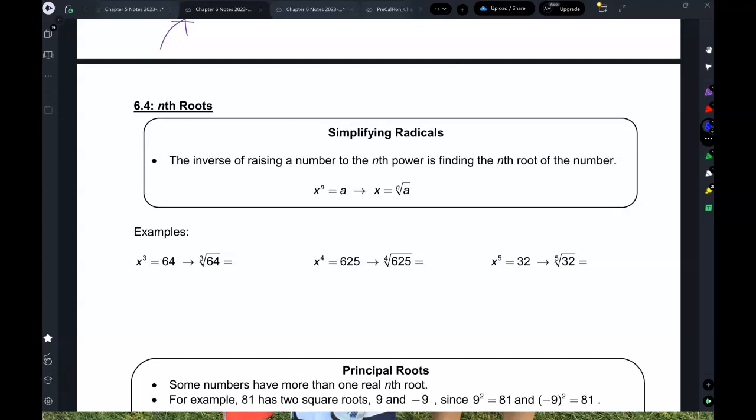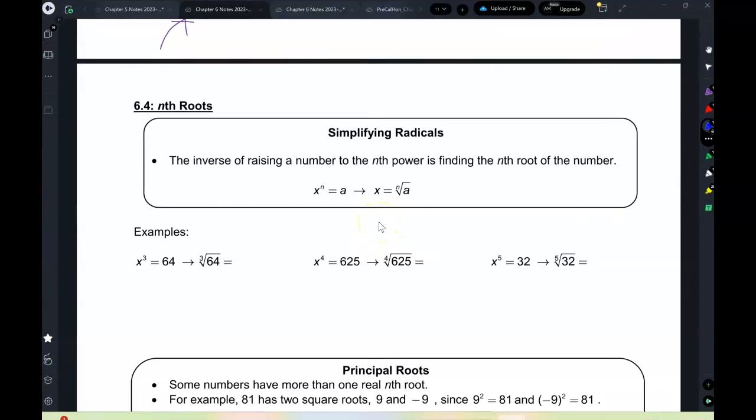Section 4 is on nth roots. So basically we're going to be talking about radicals today. So let's go ahead and do that. We all know what it means to raise a number to the nth power, right? For example, if I have x to the power of n, I know what that means.